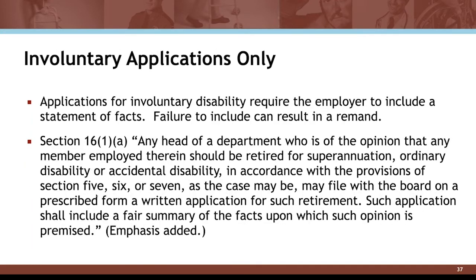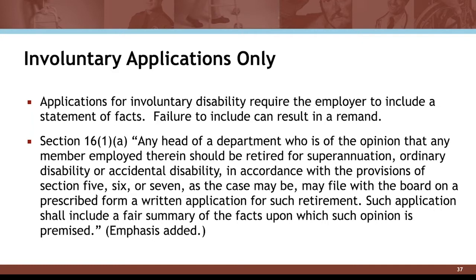Another unlawful procedure reason concerns involuntary applications only. Involuntary applications are done under section 16, but specific to 16(1)(a). It provides that any head of a department who is of the opinion that any member employed therein should be retired for superannuation, ordinary disability, or accidental disability may file with the board on a prescribed form a written application for such retirement. Such application shall include a fair summary of the facts upon which such opinion is premised.